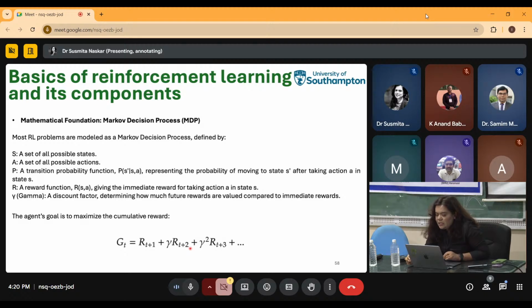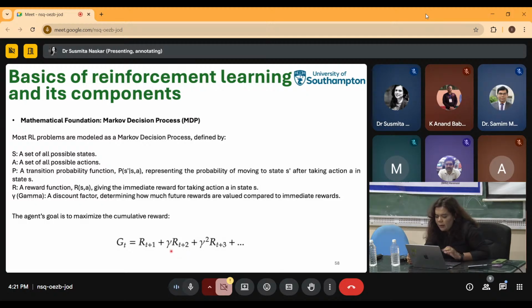Whereas P represents the transition probability function, it gives us the probability of moving to the next state after taking an action in the state S, right? And R is the reward function, which assigns an immediate reward for taking any certain action. It can be positive or negative, depending on the situation, right?